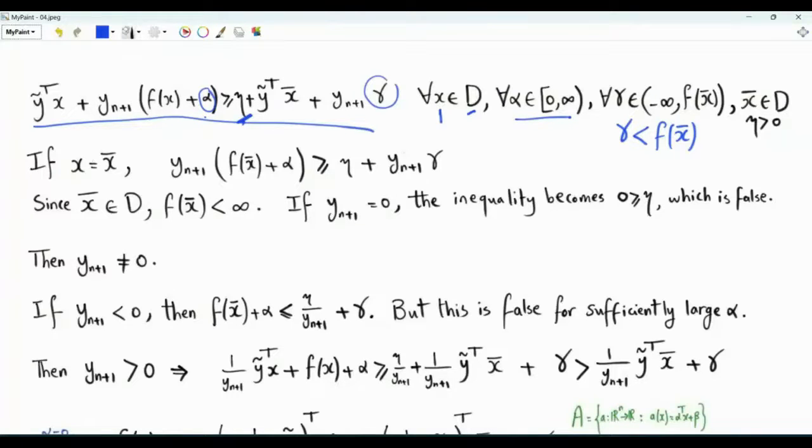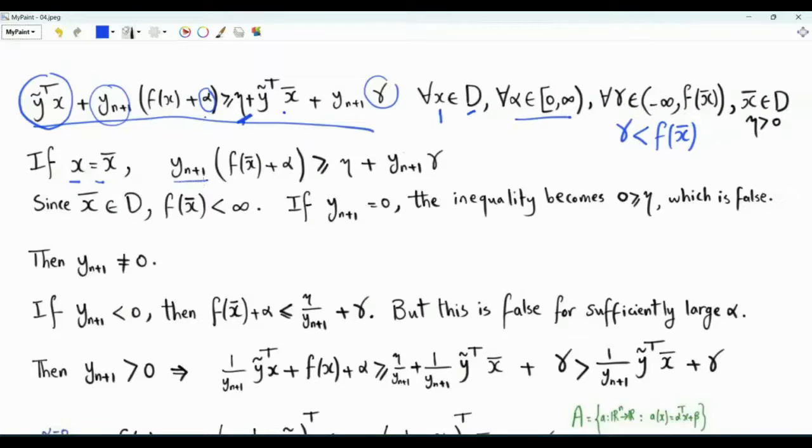In this inequality, we can put x equal to x bar. If we do this, on the left-hand side, we have the inner product of y tilde and x bar. We have the same term on the right-hand side. So these two can be cancelled when we put x equal to x bar. The inequality becomes y n plus 1 times f of x bar plus alpha greater than or equal to eta plus y n plus 1 times gamma.